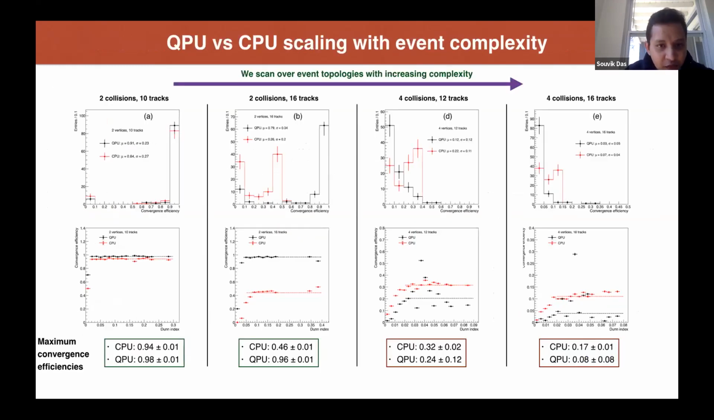Then we tried various different event topologies: 2 collisions, 10 tracks; 2 collisions, 16 tracks; 4 collisions, 12 tracks; 4 collisions, 16 tracks.